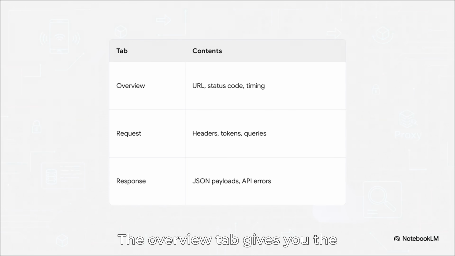The Overview tab gives you the 10,000-foot view, connection status, HTTP response codes, timing, all that good stuff. The Request tab shows exactly what the app asked for. This is where you're going to hunt down outbound HTTP headers and authorization tokens. And finally, the Response tab shows you exactly what the server answered with. That's where your JSON payloads and your API errors are going to live.